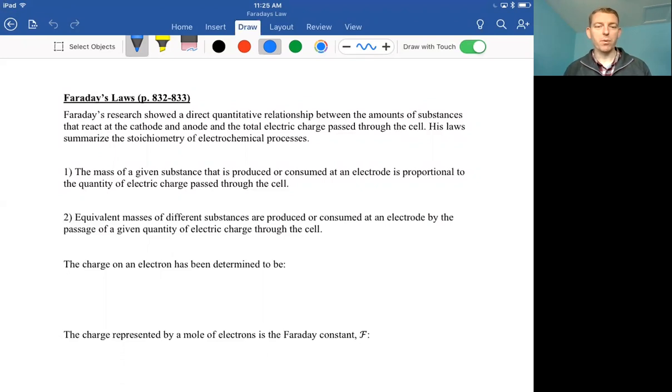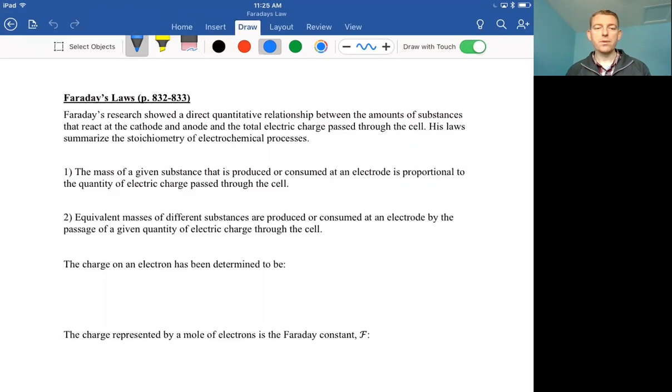Number two, equivalent masses of different substances are produced or consumed at an electrode by the passage of a given quantity of electric charge through the cell. Again, great. So this takes us all the way back to the first week and thinking about how mass versus number of atoms of things compares to each other. So again, we can tie this back to stoichiometrically balanced chemical equations.